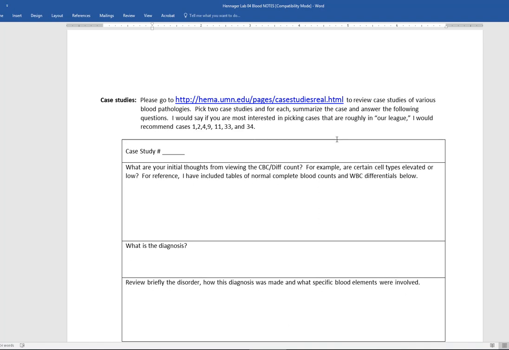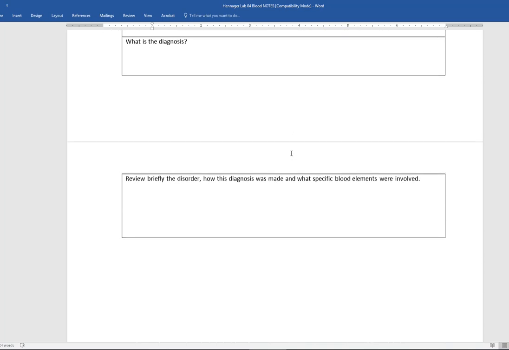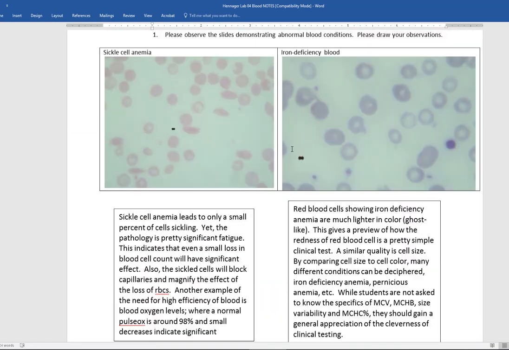Normally in a face-to-face class, I'd have you go to this webpage and not spend a lot of time, but look at these different case studies just to see that there's a lot of different ways that blood can fail you. Not only leukemias and things like mononucleosis. Since we're not meeting face-to-face, those won't be required.